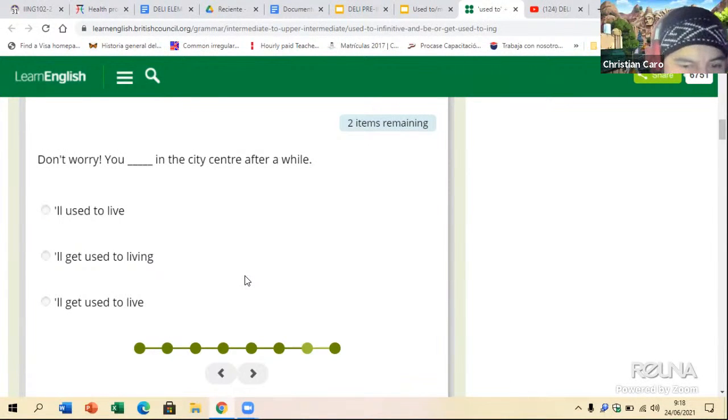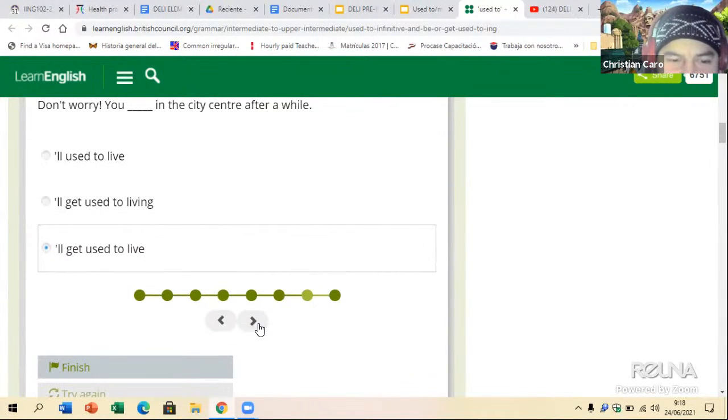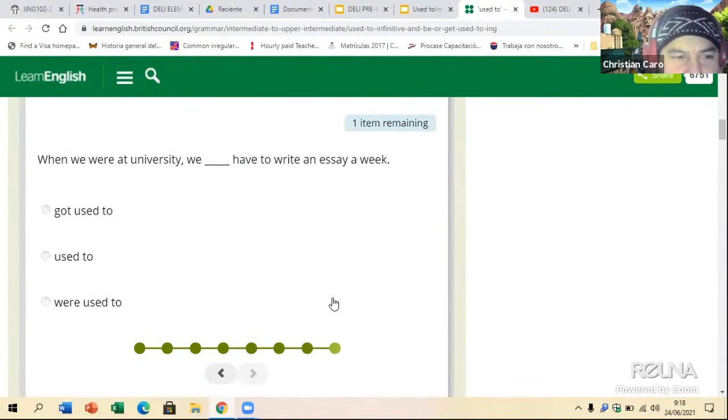All right, so I'm gonna mark number 3 in this case, right? Get used to live. When we were at university, we got used to have, we used to have, we were used to have to write an essay a week. We got used to have to write an essay a week. We used to have to write an essay a week. We were used to have to write an essay a week.